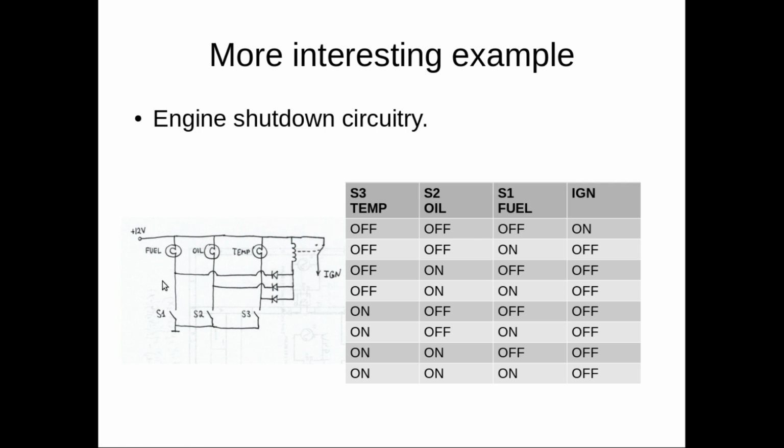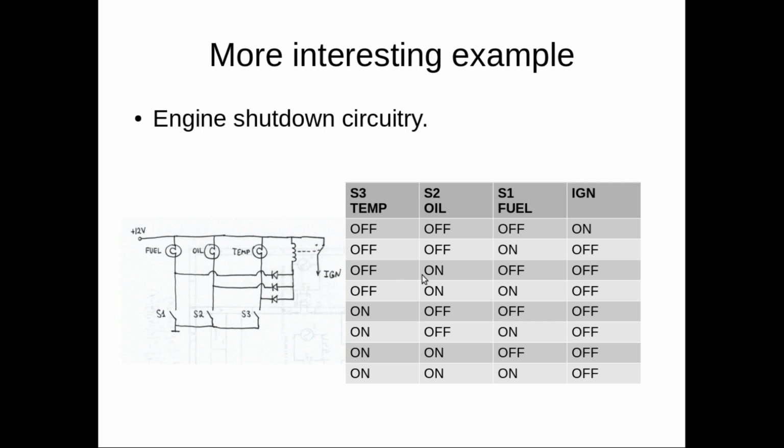However, if, let's say, switch S1 turns on, the fuel light comes on, and there will be current flowing through the control side of the relay, the diode, and switch S1, thus pulling in the switch and disconnecting the ignition wire from the engine. So the second row in the truth table will give us an off status for the ignition.